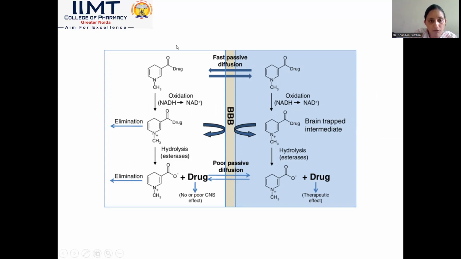But what happens with this molecule? This first drug molecule is lipophilic in nature, so it has the capability to penetrate the blood-brain barrier. After penetrating the blood-brain barrier, it will oxidize, and upon oxidation it forms an intermediate which has the capability to be locked inside the brain. When it is locked inside the brain, it is hydrolyzed by the esterases to release the active drug molecule that will show the targeting effect.